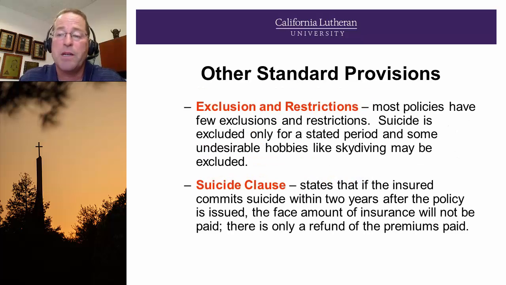Exclusions and restrictions. Most policies have few exclusions and restrictions. Suicide is excluded only for a stated period, typically 2 years, and some undesirable hobbies like skydiving, rock climbing, scuba diving may be excluded. There's also a suicide clause stating that if the insured commits suicide within 2 years after the policy is issued, the face amount of the insurance will not be paid. The beneficiary will only receive a refund of premiums.